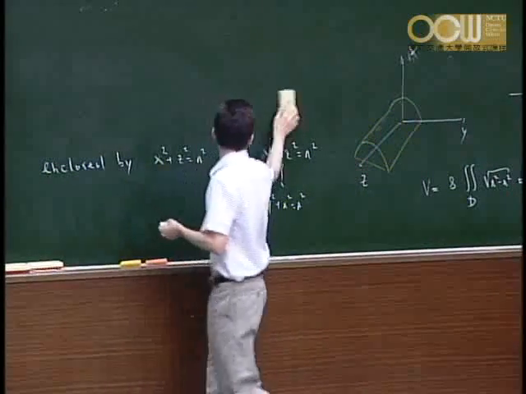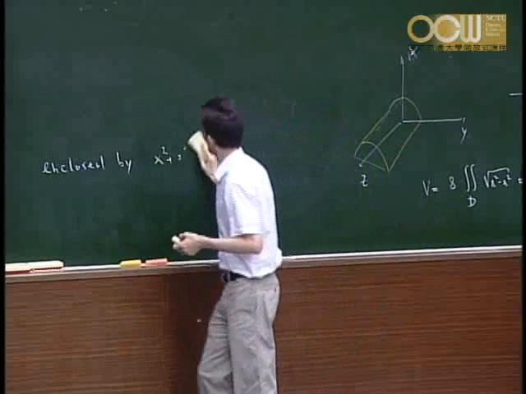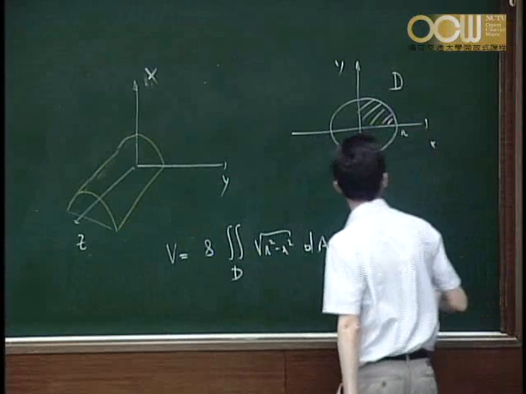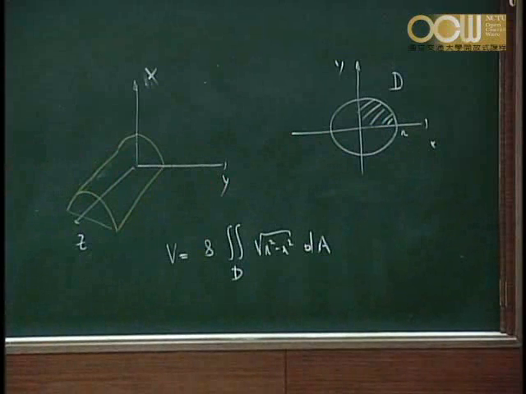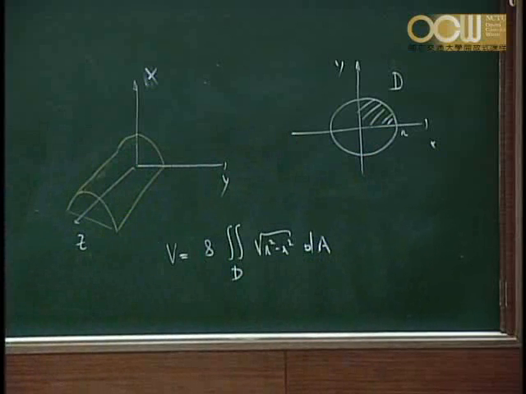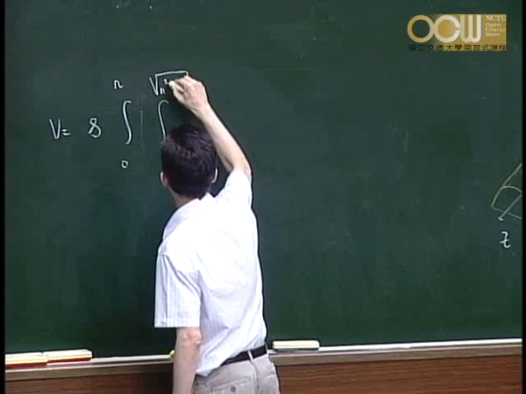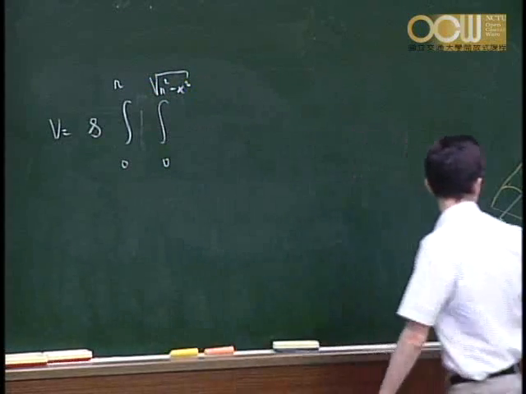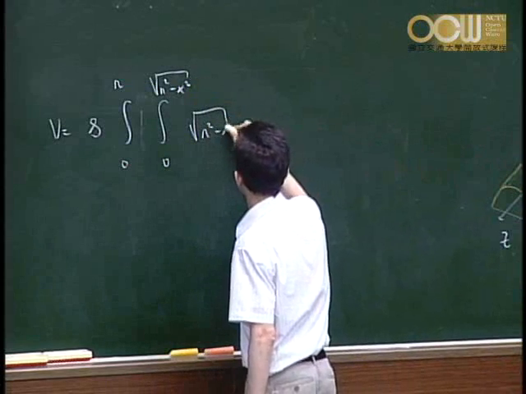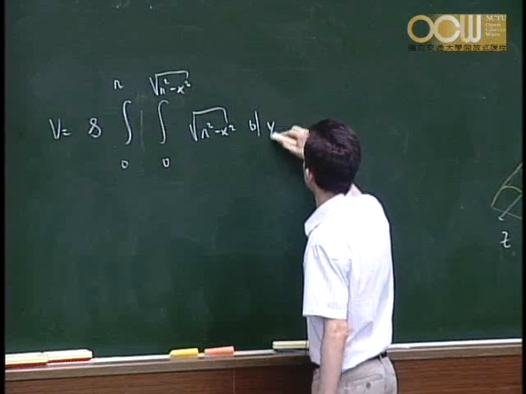Now this integral is easy to solve. We have 8 times, so we have to integrate over this piece here. For instance, x from 0 to r, then y from 0 to the square root of r squared minus x squared. And our function is this one, dy dx.